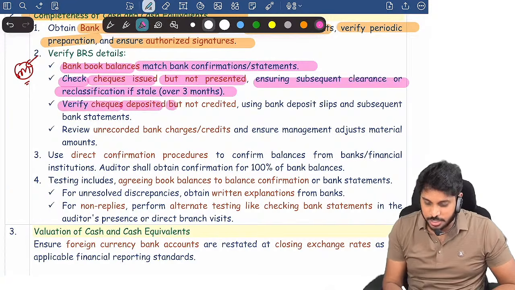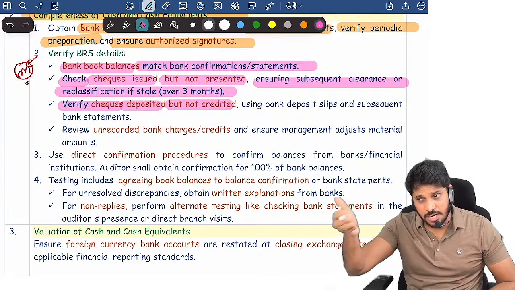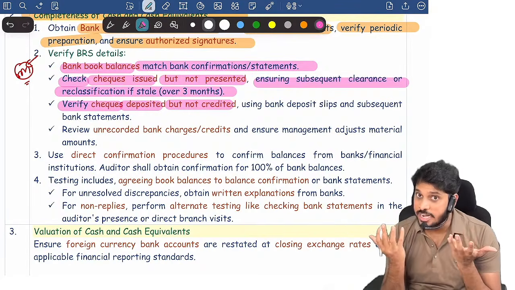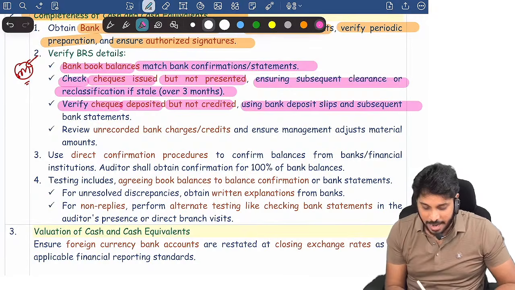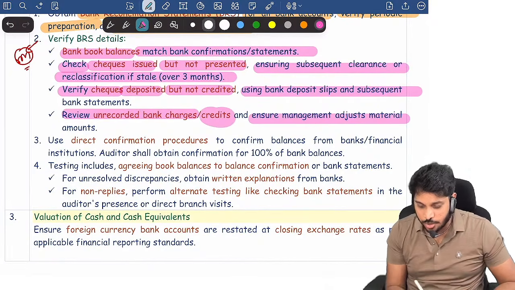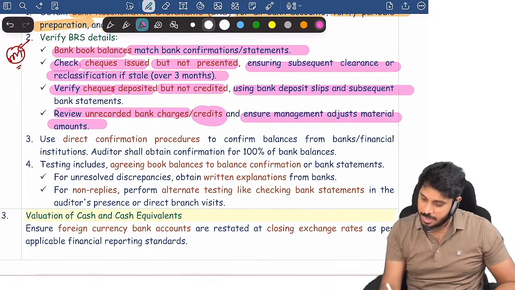Verify checks deposited but not credited. Checks are deposited in the bank by the company. We got money from a customer, we deposited it, but it is not yet credited in our company's name. Use the bank deposit slip. Review unrecorded bank charges or credits and ensure management adjusts material amounts.